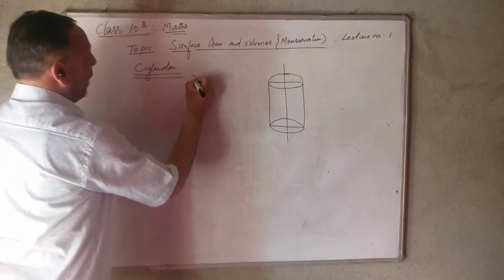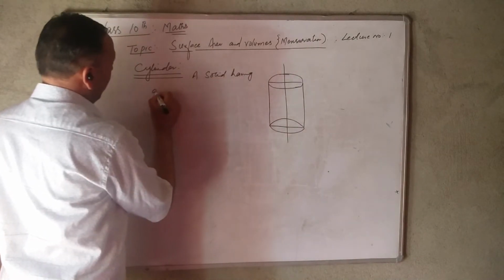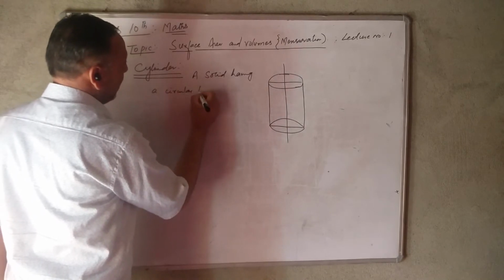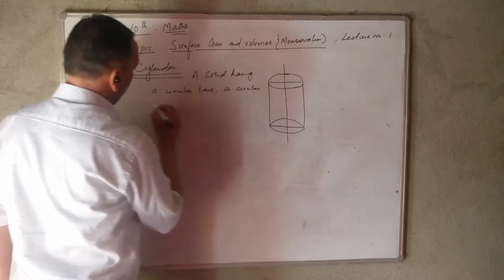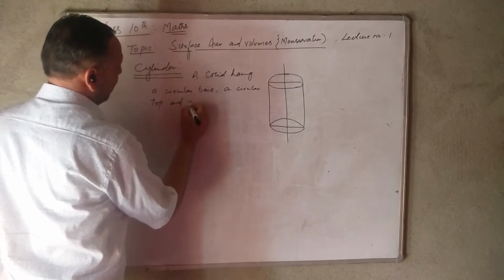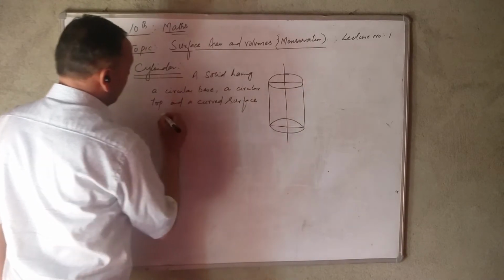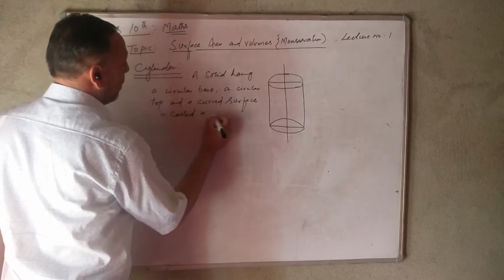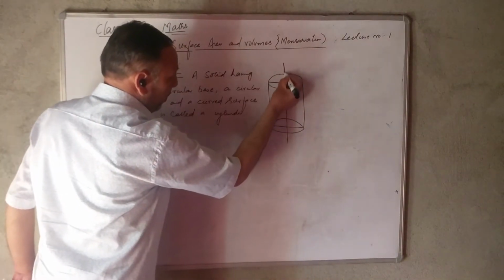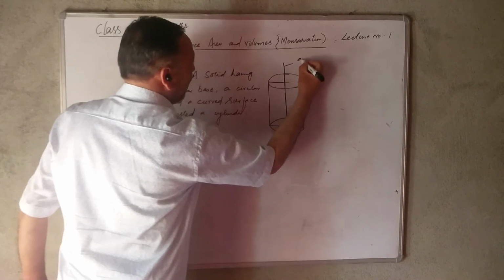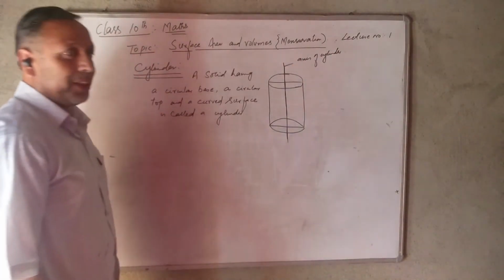A solid having a circular base, a circular top, and a curved surface is called a cylinder. This line is called the axis of the cylinder.